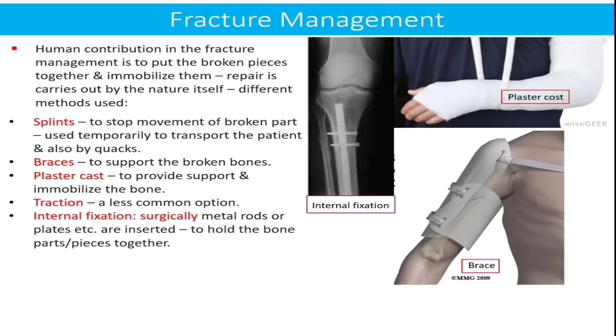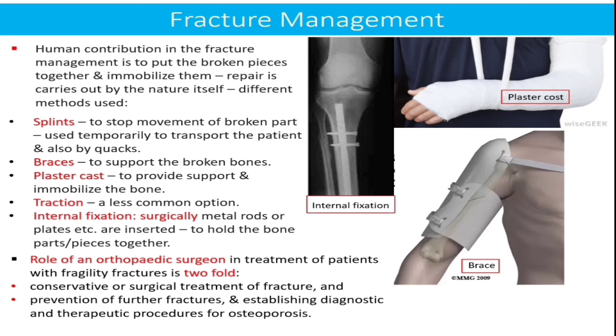Braces are used to support the broken parts. Very frequently, plaster casts are used to provide support and to immobilize the broken bones. Traction was a very common process in the management of fractures previously, but is a very less common option nowadays. Nowadays, a very frequent option is internal fixation, in which metal rods or plates are surgically inserted to hold the broken bones together.